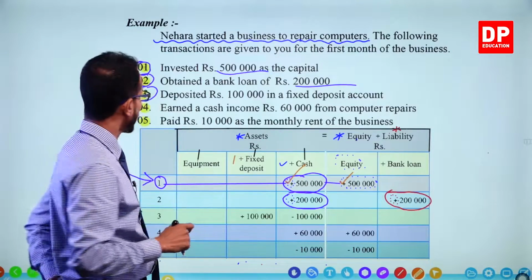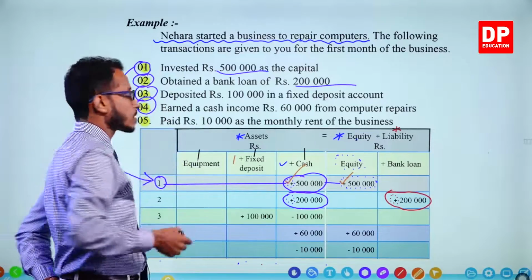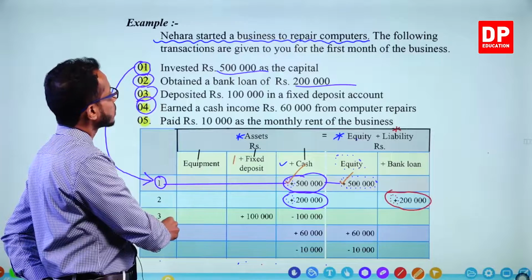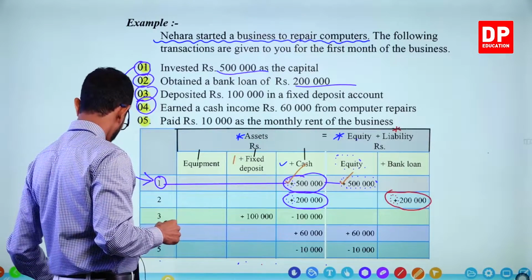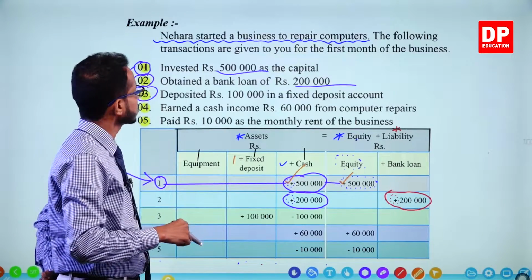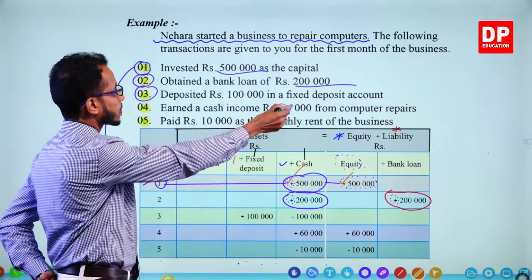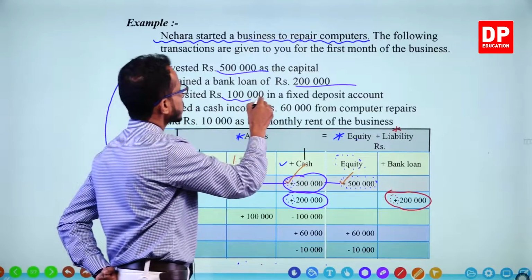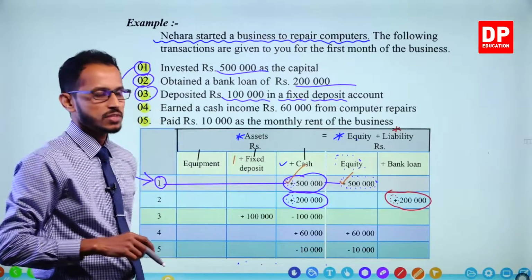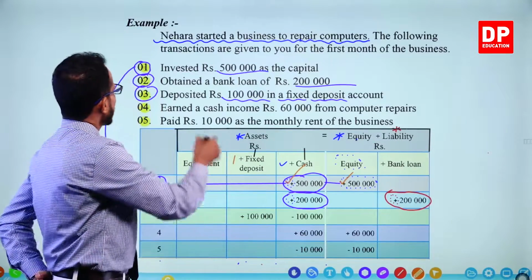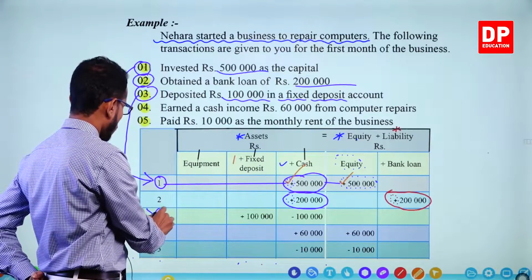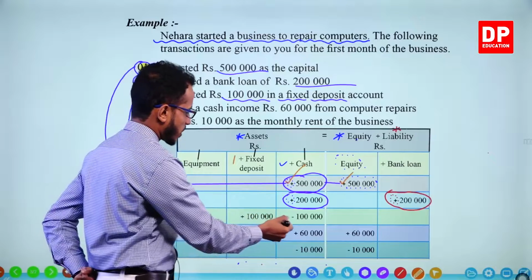We are doing the third one, right? Yeah. Money which is going out. Okay. We are doing the third one, right? Third one, yeah. This one. 100,000 FD. Depositing 100,000 in FD. Third one.